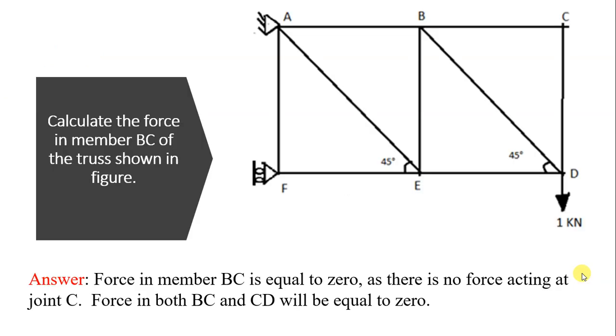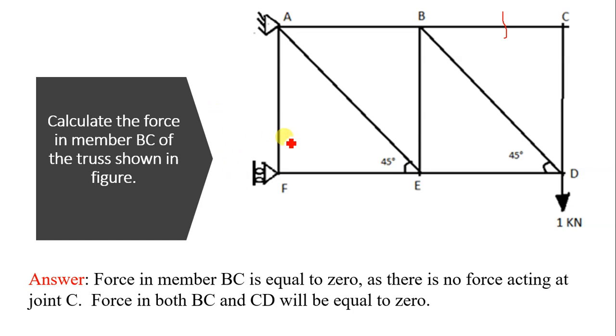In this question, a figure of a truss is given. We have to calculate the force in member BC. This is member BC of the truss shown in figure. Now we know we can calculate member forces in a truss using method of joints as well as method of sections. But before applying the method of sections or method of joints, we have to calculate the support reactions. Without that we cannot calculate.